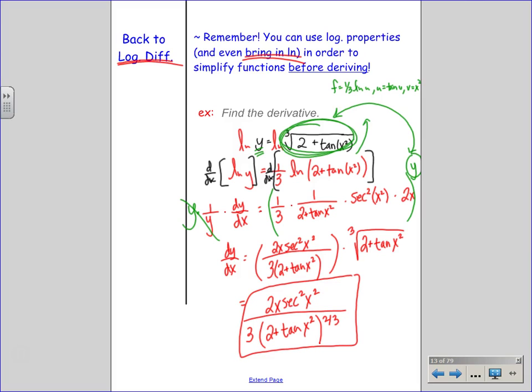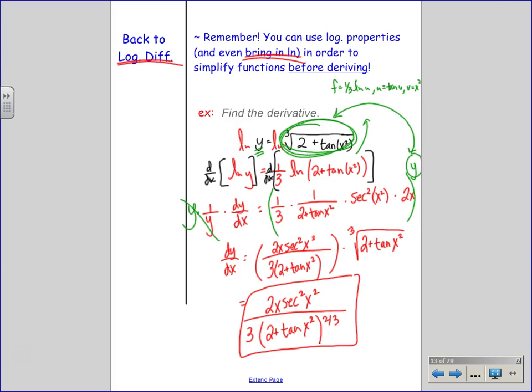Which would have been the exact same thing if you had done the chain rule up above, brought down the 1/3, made it a -2/3 times u prime, which would be secant squared of x squared times 2x. Now, if you're really good at chain rule, you could have gone from here to here, no problem. But if they say to use logarithmic differentiation, maybe they're preparing you for harder ones, or maybe they would have stopped here, and you wouldn't have even had to do that jump. But this guy wasn't too awful to begin with. He was a little messy.